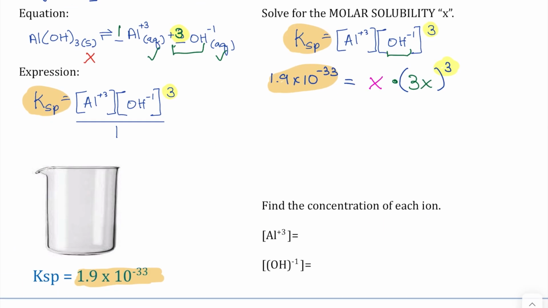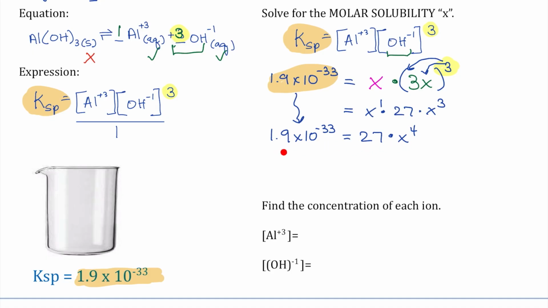So looking at this, I'm going to simplify the right side first. I need to cube that 3 and I need to cube that x. So I'm going to have x times, well, 3 cubed is 27 times x cubed. As I'm simplifying it, I'm going to bring that 27 out front. If I have x to the first times x cubed, I add those exponents to get x to the 4th. And that equals our 1.9 times 10 to the negative 33. I'm just going to carry that down. And now this is something that I can solve algebraically.